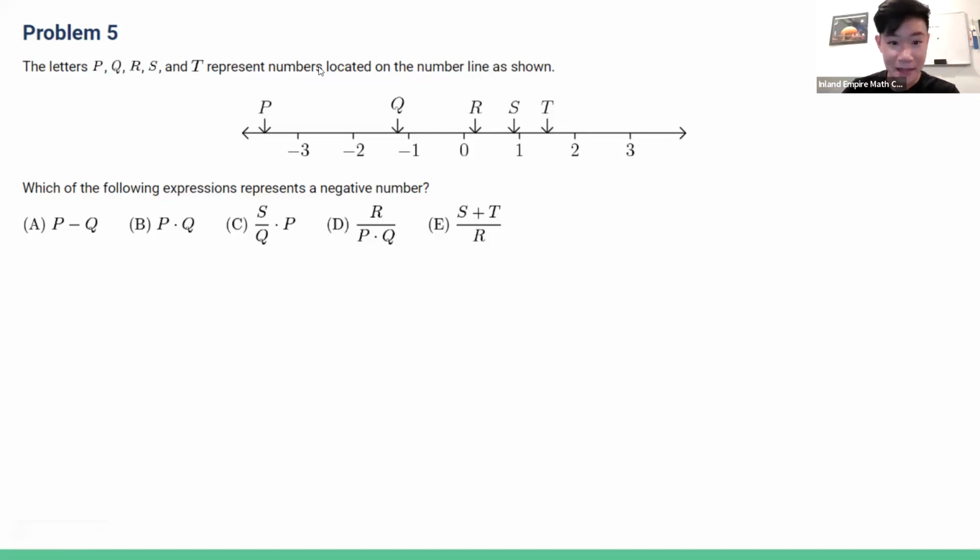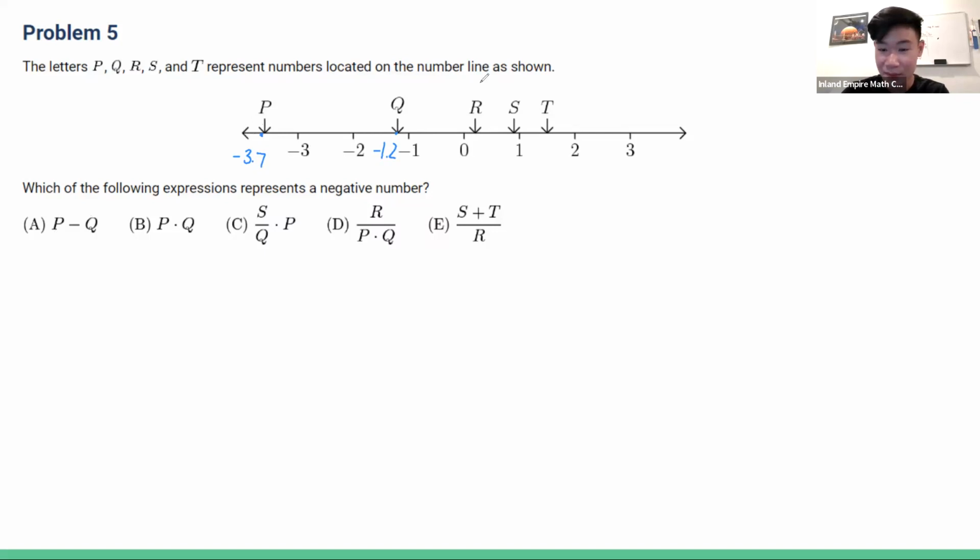It's asking us about these letters that represent points on a number line, which all have a specific value, right? And the idea is we're trying to find an expression out of these 5 that represents a negative number. Okay, so how do we approach this? Well, one method is we could estimate the number that each of these falls on. For example, I could say that maybe this is 3.7. I could say maybe this is negative 1.2. But after that, how would we do it? Well, we would have to plug these in and actually do the math.